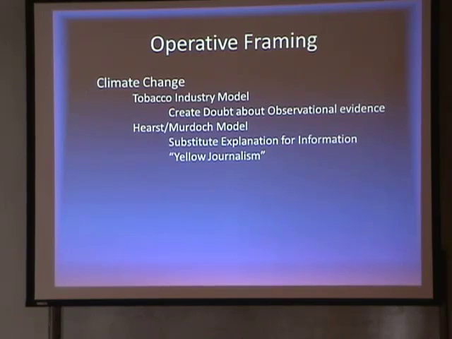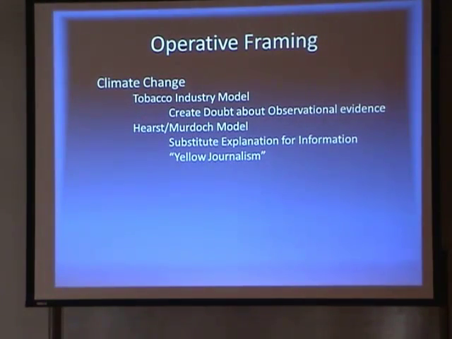Now, in climate change, the two general models that we've been seeing, the first one is the tobacco industry model, where I'm going to create doubt about evidence. So if you haven't done that, you should, because it's quite instructive. We get a report that 95% of scientists overall say that there's a climate change problem, and that most of those in turn think there's an anthropogenic component to it.